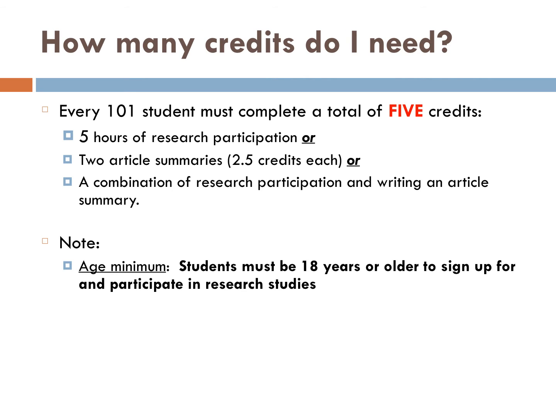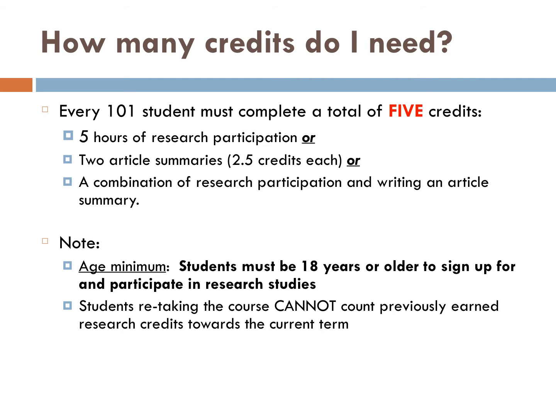Now, one thing to note is that there is an age requirement. So you do actually have to be 18 years old in order to sign up for research studies. If you're not 18, you can obtain research credits by writing article summaries. So that's option 2. Now, if you're going to turn 18 during the semester, you do have the option to wait until that time to start participating in studies. However, I would be careful. Don't wait too long. 5 credits is a good chunk to complete, and you don't want to leave it to the last minute and not be able to finish.